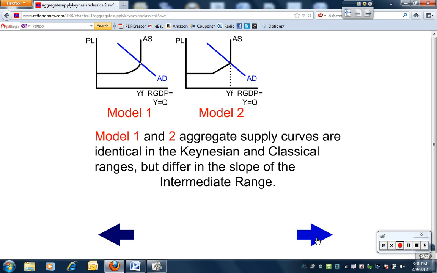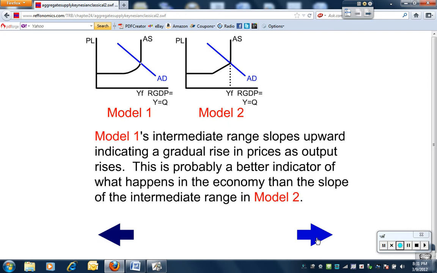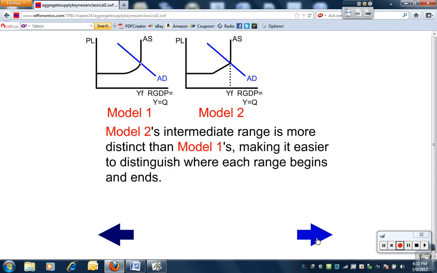Models 1 and 2 are identical in the Keynesian and classical ranges, but differ in the slope of the intermediate range. You can see the difference between the two. The intermediate range in the first model slopes upward, where we're talking about a gradual rise in prices when output increases. This is probably a better indicator of what happens in the economy than the slope of the intermediate range in the second model. You can see in Model 2, it's much more distinct, making it easier to distinguish where each range begins and ends.